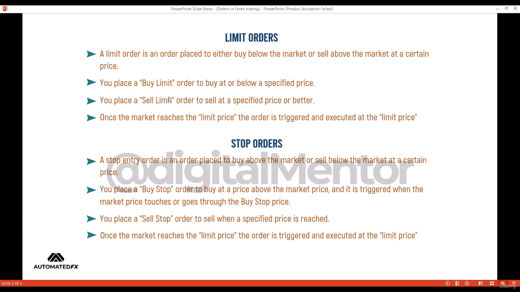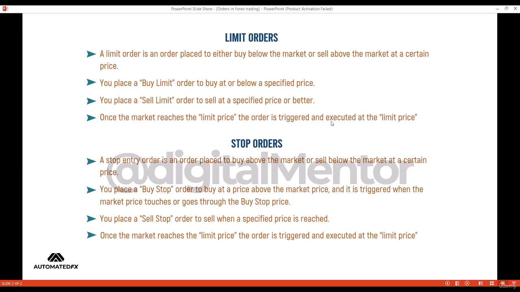Okay, so that's it for buy and sell limit. Once the market reaches the limit price, the order is triggered and executed at the limit price.